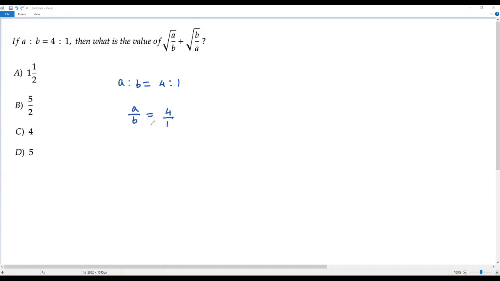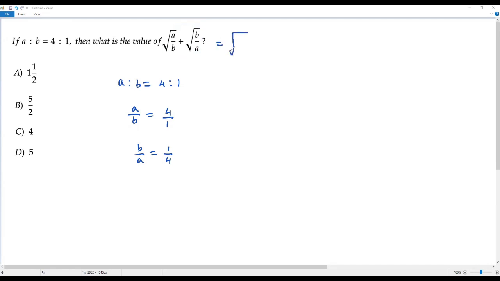Now let me take the reciprocal on both sides of this equation. The reciprocal of a over b is b over a, and the reciprocal of 4 over 1 is 1 over 4. Here I got the values of a over b and b over a. Now let me plug in the values of a over b and b over a in the given expression.